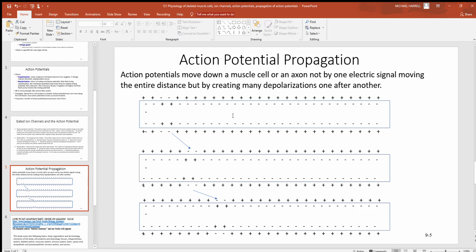So when they talk about action potential propagation, the movement of these electric signals down the length of something like an axon or a muscle cell, notice that one electric signal is not traveling the distance. It just generates another electric signal beside it, another one beside it, and so on down the line. And that's what's meant by the propagation.